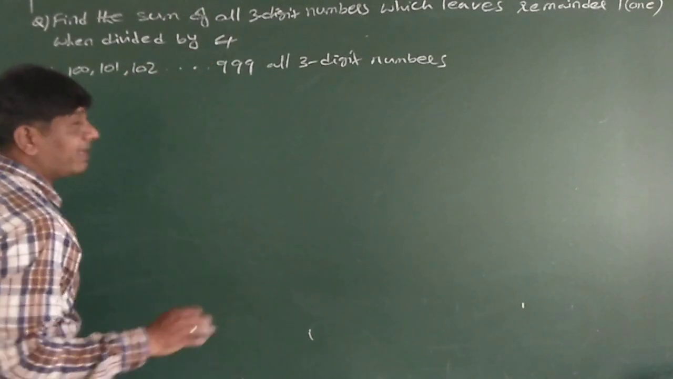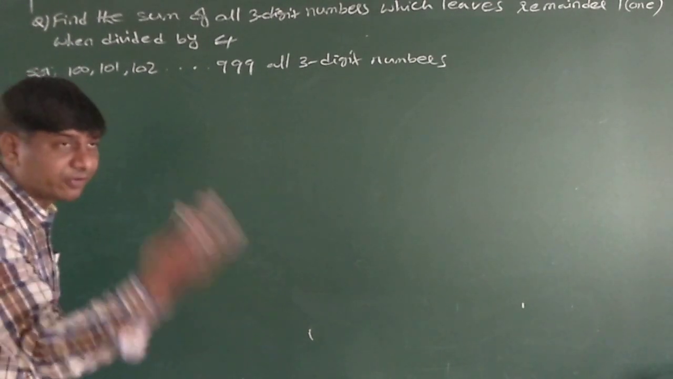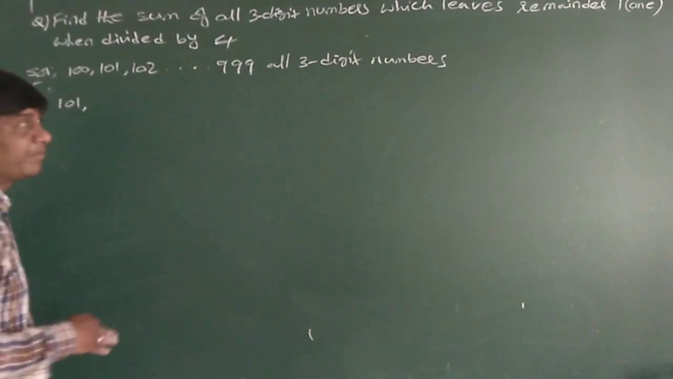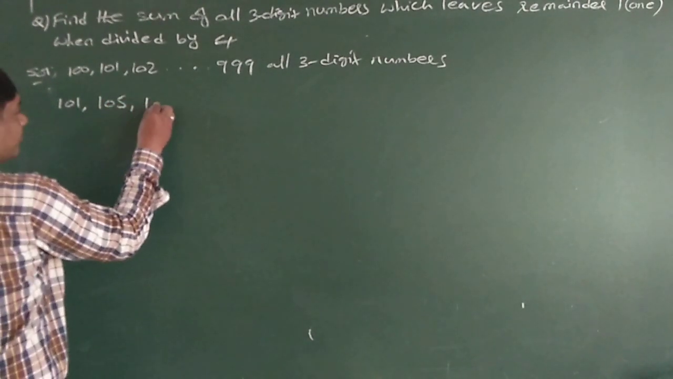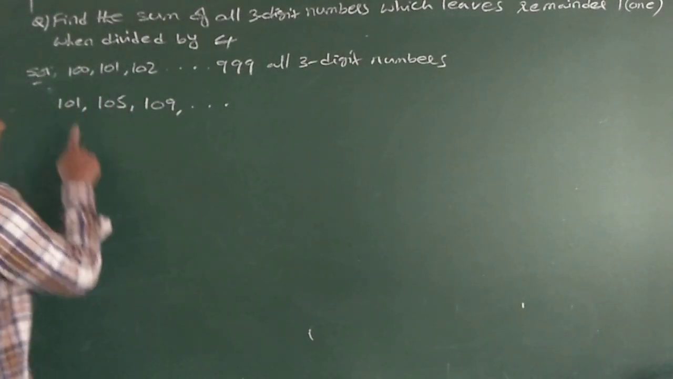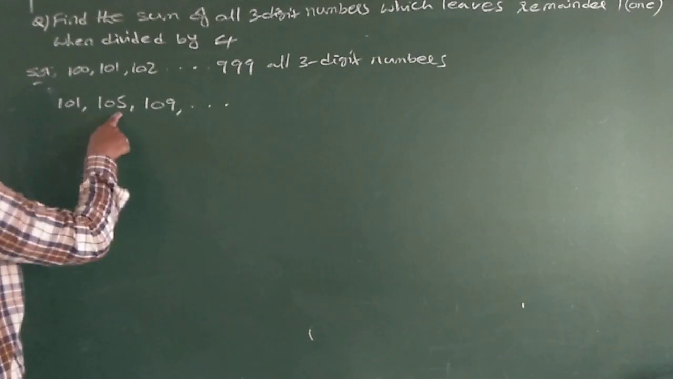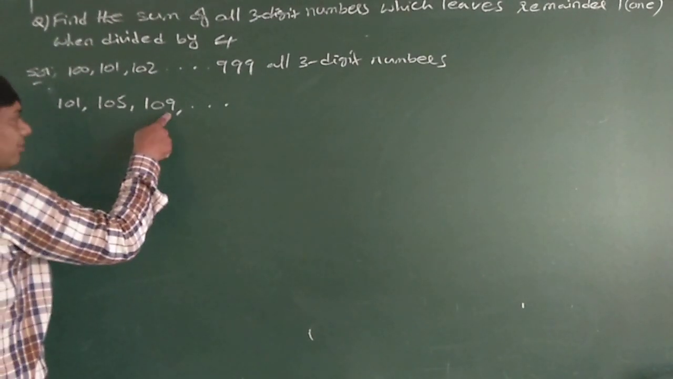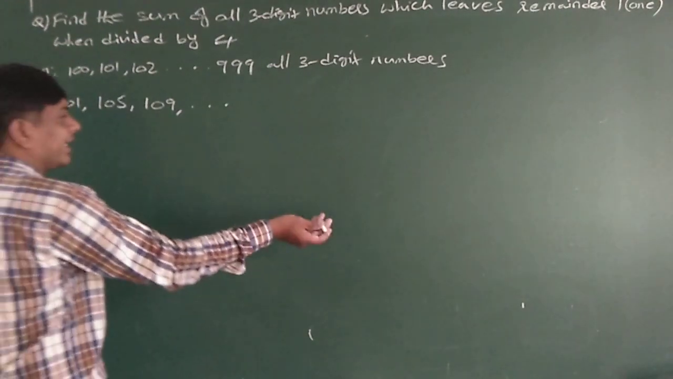Since we divide by 4, every next number increases by 4 only, because it is an AP. So 101, plus 4 is 105, plus 4 is 109, plus 4 is 113, and so on.